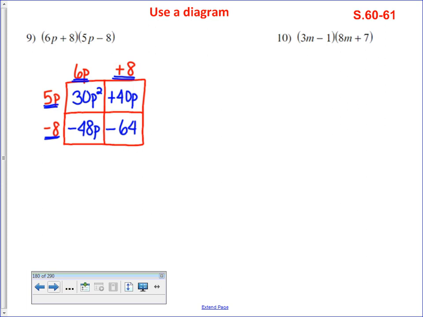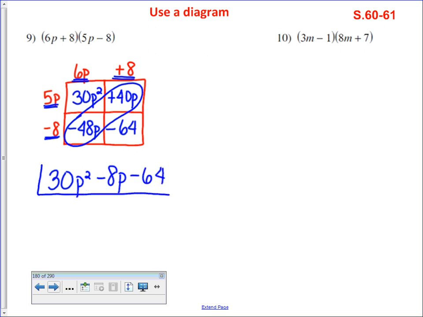However, when I go to write my final answer, let us combine any terms that are alike. If you notice, I have a positive 40p and a negative 48p that I can combine. So when I write out my final answer, I have 30p squared. A positive 40 combined with a negative 48 is negative 8p minus 64. Make sure you are in standard form. I go from the highest exponent down to the lowest. Let us model one more just to make sure we have this correct.